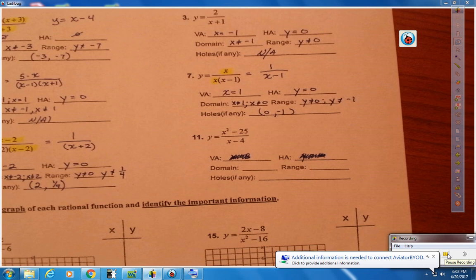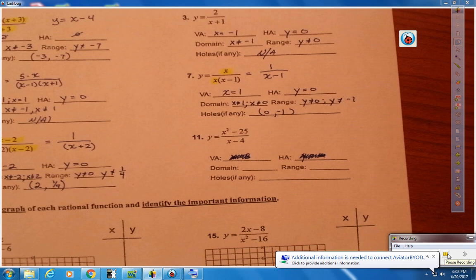Neither of these can be canceled. So both of these are going to be vertical asymptotes. I said that backwards. Both these will be vertical asymptotes. I have nothing added at the end, so my horizontal asymptote is y equals 0.